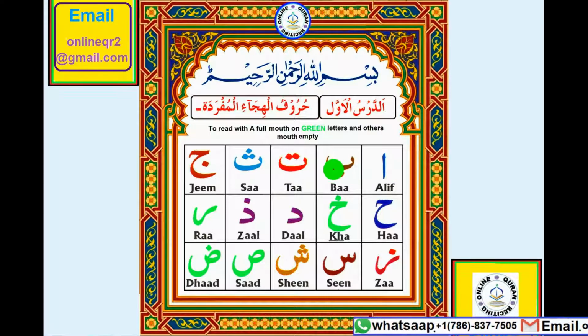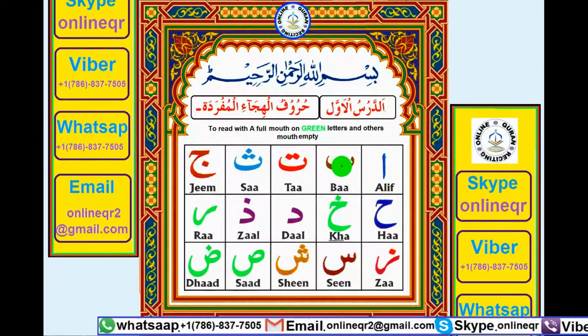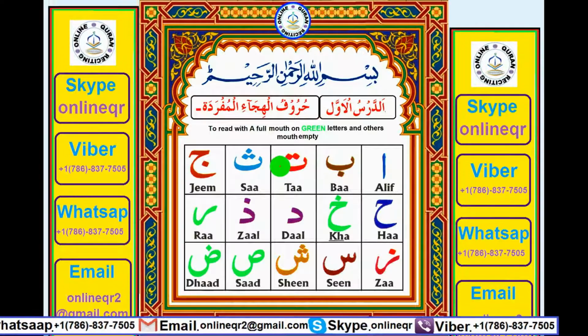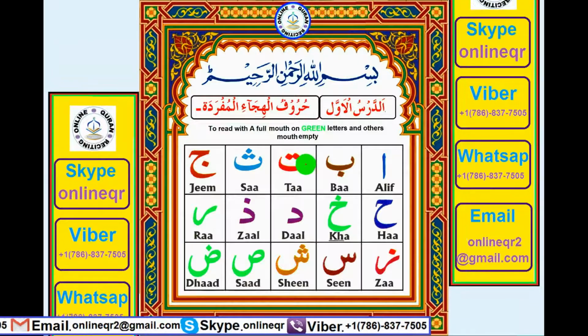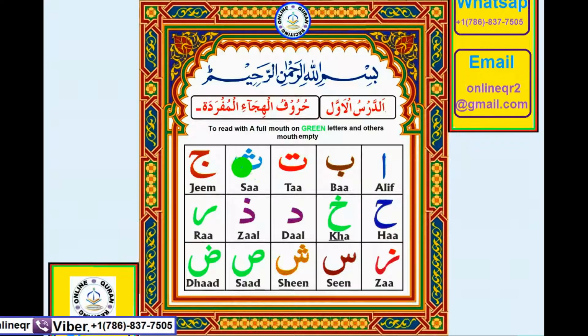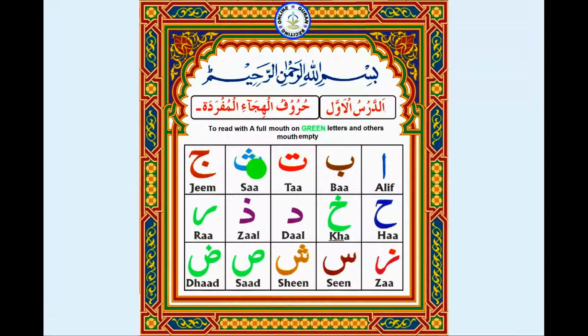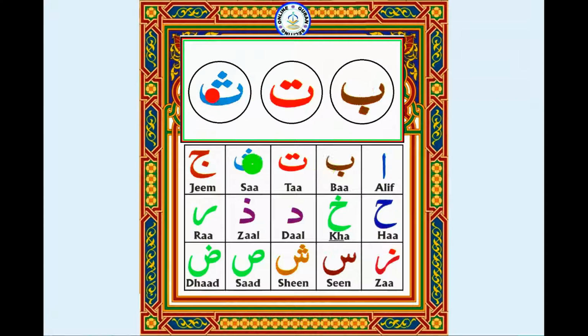This is Ba. This is Ta. This is Sa. Ba, Ta and Sa shape is same, but difference between them, Ba has one dot down and Ta has two dots above and Sa has three dots above.